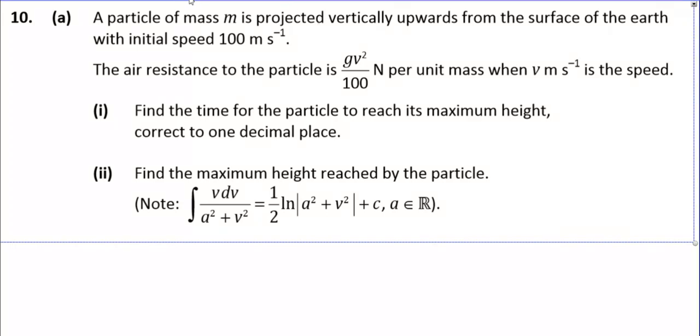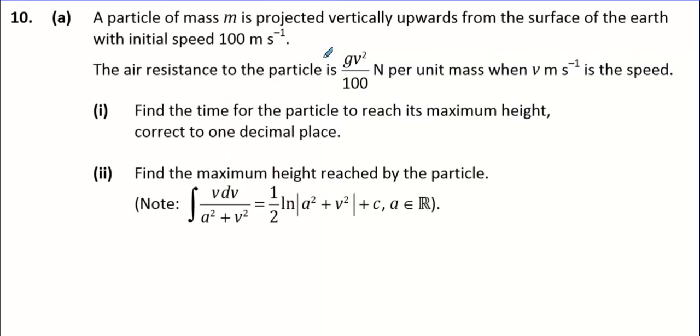From DB 2019. A particle of mass m is projected upwards from the surface of the earth with initial speed 100 meters per second squared. So at t = 0, v equals 100 and your s value is also 0. The air resistance to the particle is gv squared divided by 100 newtons per unit mass. So it has to be multiplied by the mass as well. Find the time for the particle to reach its maximum height correct to one decimal place.